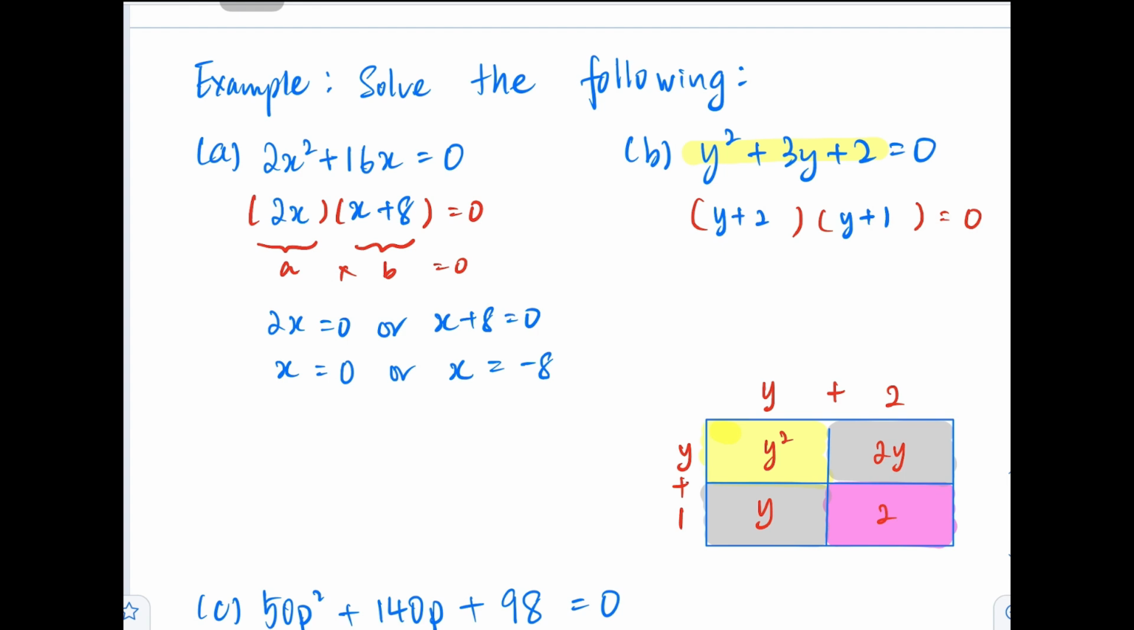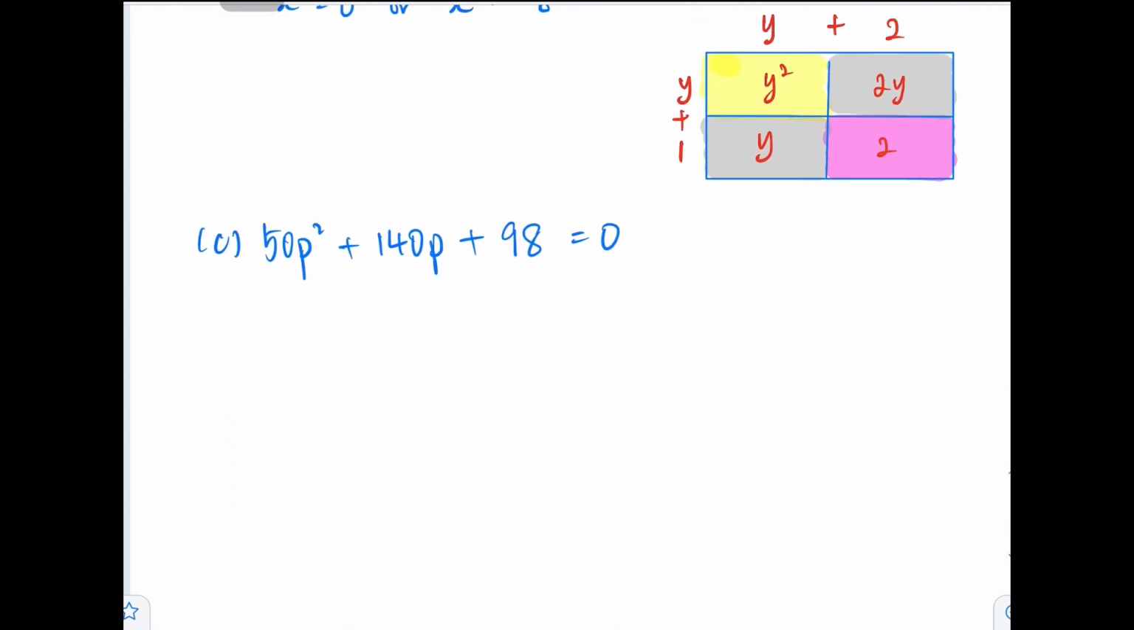So here we have our a times b equals to 0. So either a equals to 0 or b equals to 0. So therefore my y would be equals to negative 2 or y equals to negative 1. Alright, let's move on to the third equation.